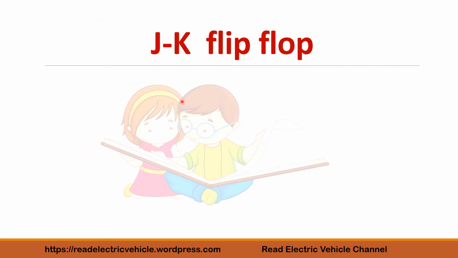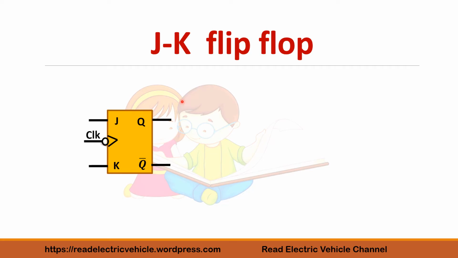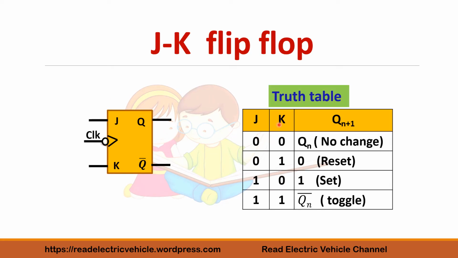Again you recall the JK flip-flop. So the JK flip-flop truth table is: when both the inputs are 0, there will be no change in the output. When J is 0 and K is 1, the flip-flop will reset. When J is 1 and K is 0, the flip-flop will be set to 1. And when both J and K are 1, the output will toggle. We will be using this feature mostly. So when J and K are 1, the output will toggle.